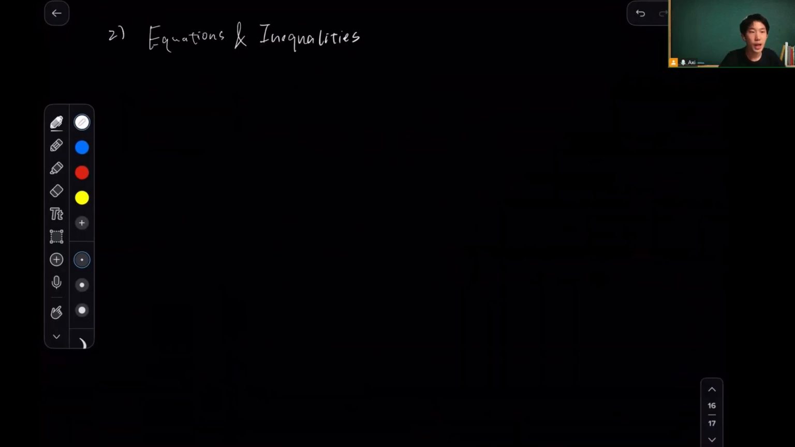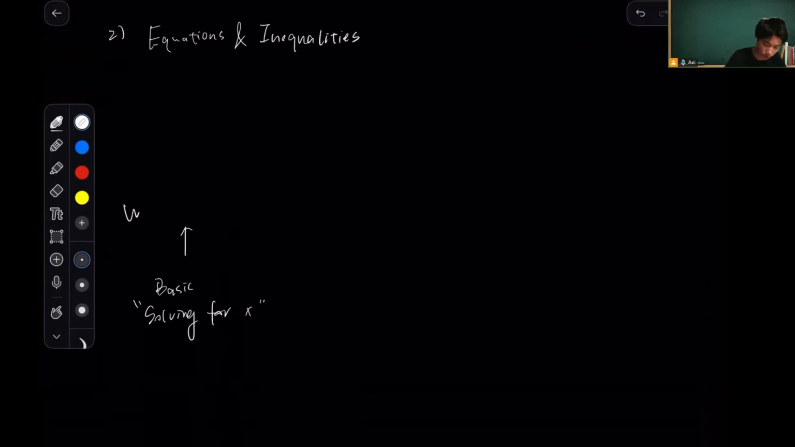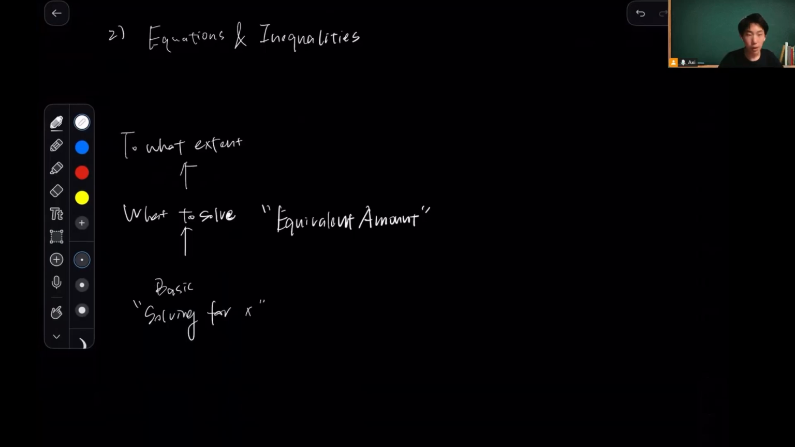So when we come down to solving equations and inequalities, which is the fundamental thing of algebra, there are three things that we should talk about. The first is solving for x, which is essentially what most people think equations are all about. That is incorrect. This is only the basic part of equations. When we move up one step, we then learn what to solve, which is the so-called equivalent amount. And then finally, in the end, we learn to what extent do we solve. Combining these three, you can solve basically any problem.